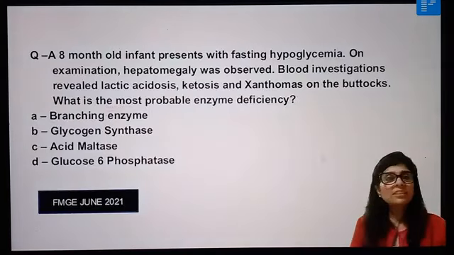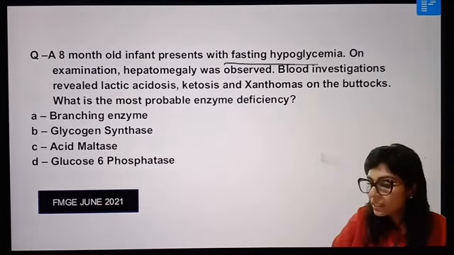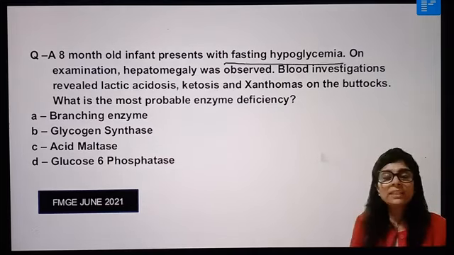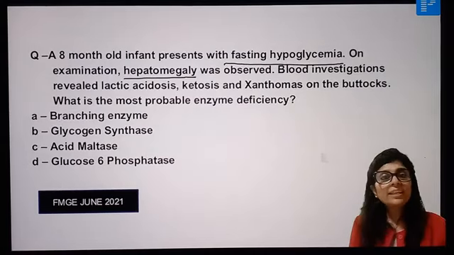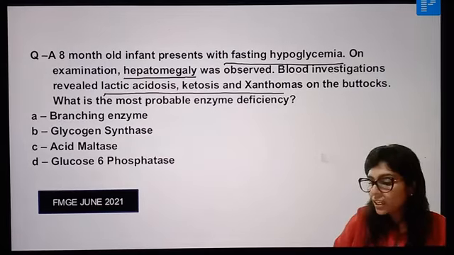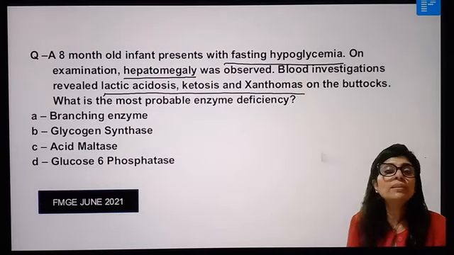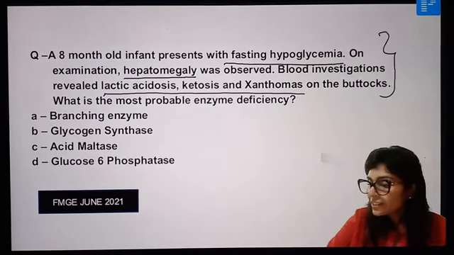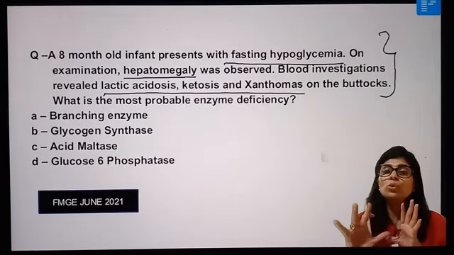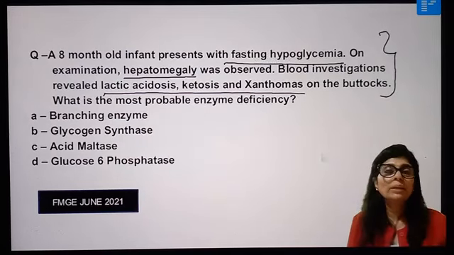Answer this question. An 8-month-old infant presents with fasting hypoglycemia. On examination, hepatomegaly was observed. Blood investigation revealed lactic acidosis, ketosis, and xanthomas. What is the most probable enzyme deficiency? Whenever you're given a case-based question, do not jump to an answer. Okay? Try to exclude choices one by one.